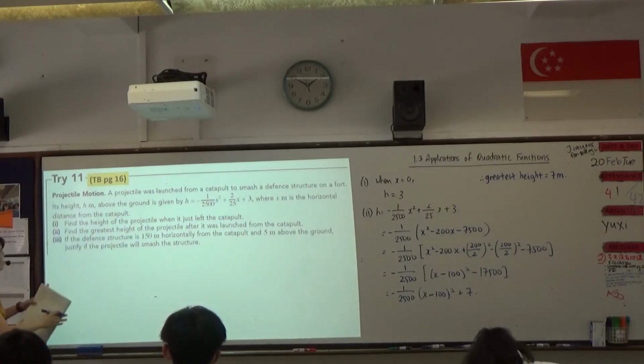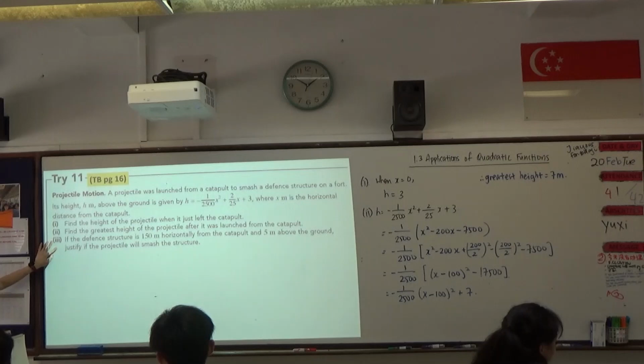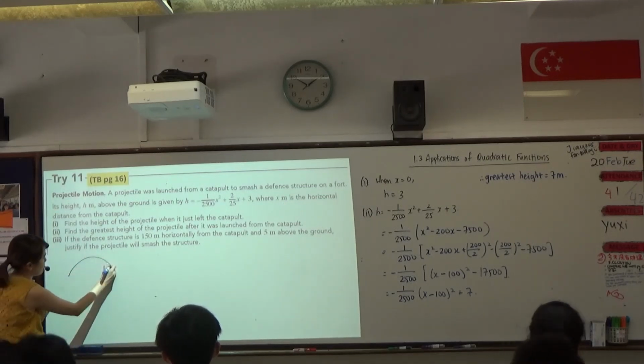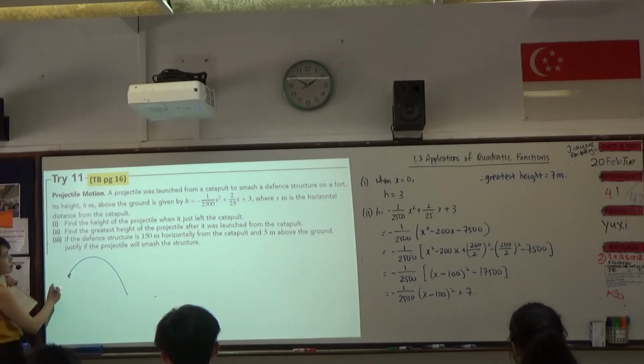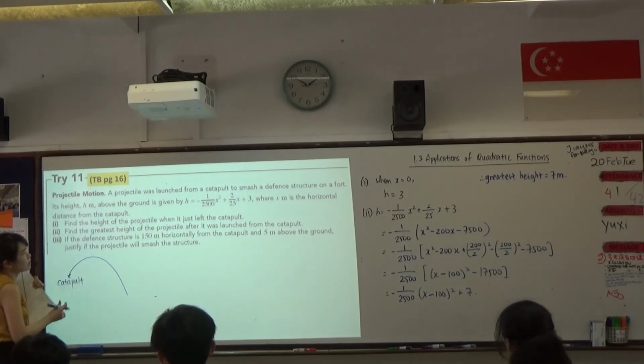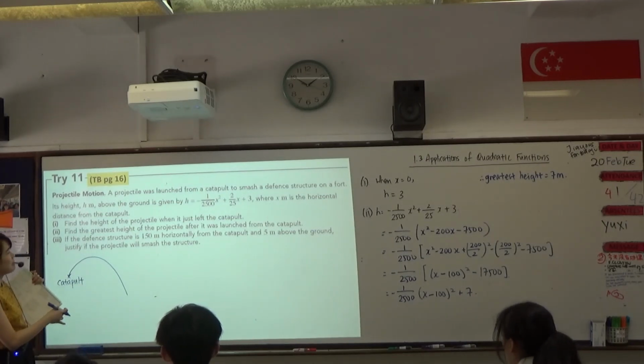Part 3. Okay, part 3. And start. If the defense structure is 150 meters horizontal from the catapult, okay, so just like I did in the diagram, I extend it up in the air. I don't know how to pronounce it. That's why I teach maths. So catapult is it? Okay, right. And 5 meters above the ground.